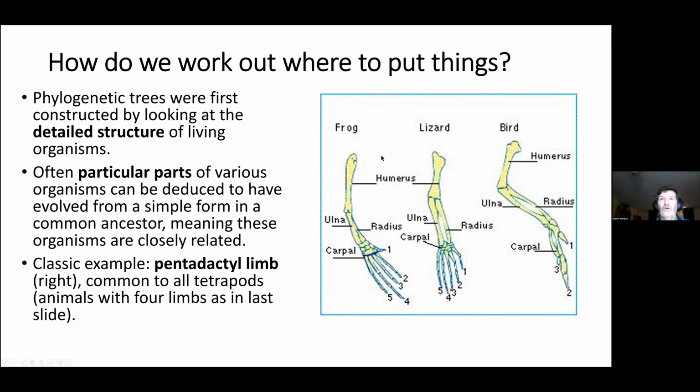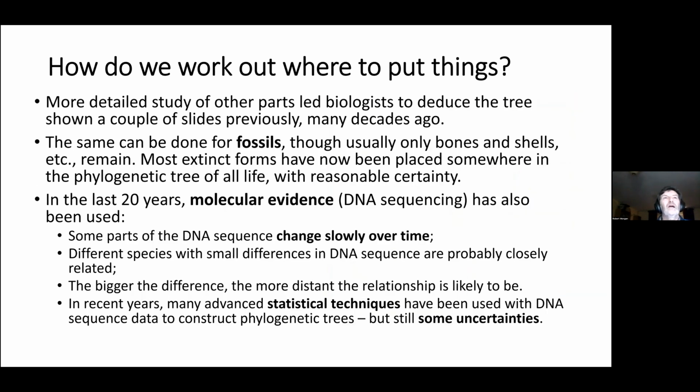But we can deduce that they all evolved from a common ancestor, and they're not at all like the leg of a beetle, for example, or the leg of a crab or something like that. And biologists during the 20th century and into this century went on to deduce things like that for all sorts of groups of organisms by looking in detail at various parts of them.